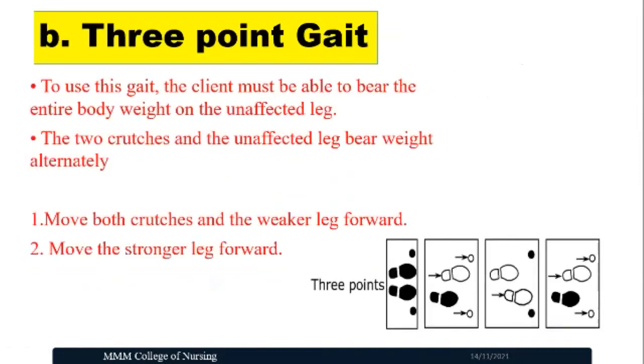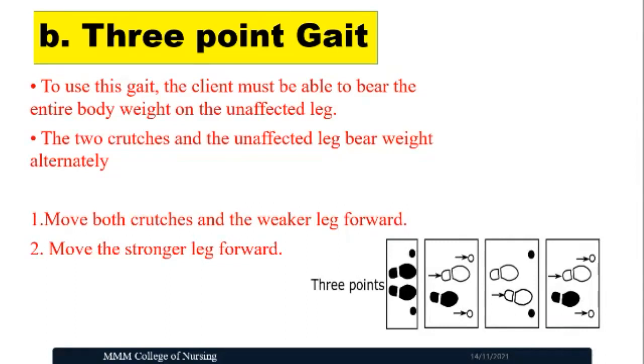The next gait pattern is the 3-point gait. To use this 3-point gait, the patient must be able to bear the entire body weight on the unaffected leg. When the unaffected leg is strong enough to support the whole body weight, then the 3-point gait will be the most preferable one. Here, the 2 crutches and the unaffected leg will bear the weight alternately, and the affected leg will not have any weight bearing activity.